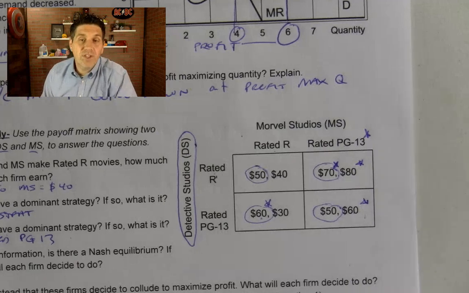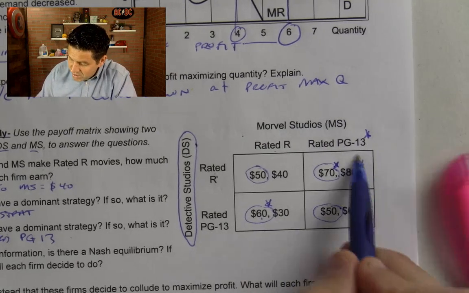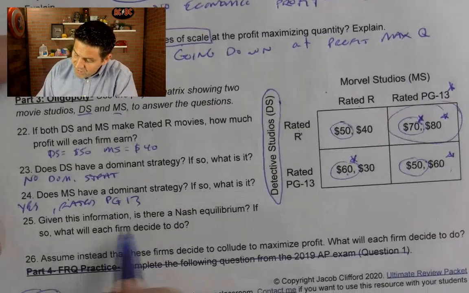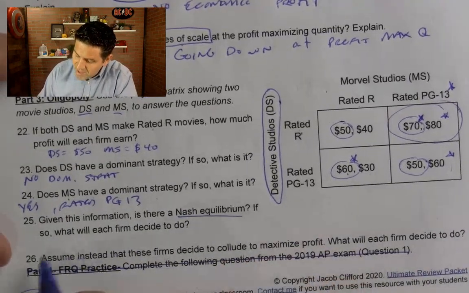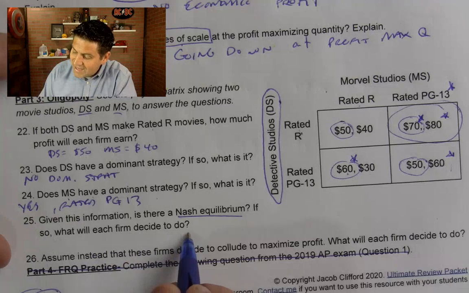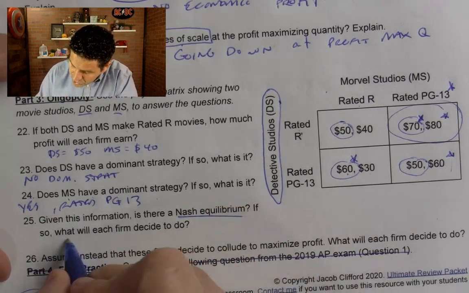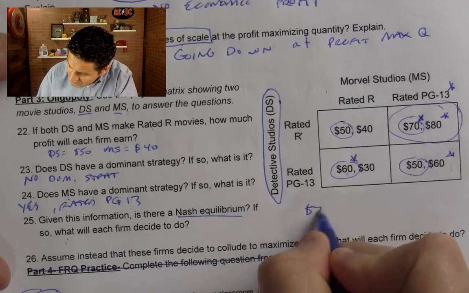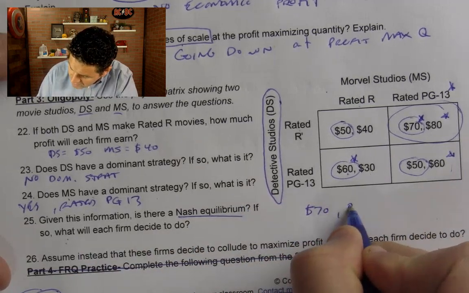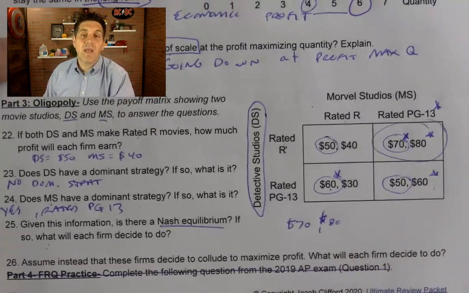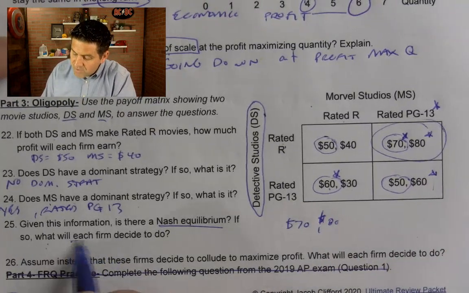Now, the reason why I do the stars thing is because if you get 2 stars in a box, that gives you your Nash equilibrium. Given the information, where is the Nash equilibrium? What will each firm decide to do? Make sure you understand the question. If you were to write 70, 80 as the answer to this question, you would be wrong. This would give you no points, even though you understand what you're talking about. The question is, what are the firms doing?